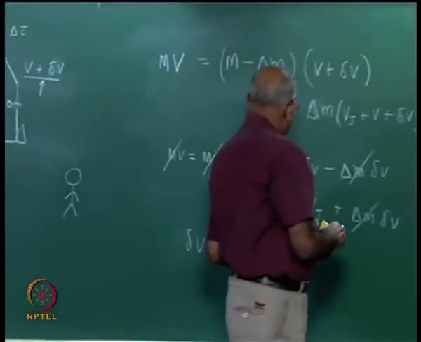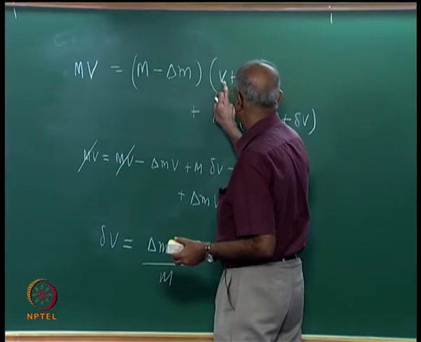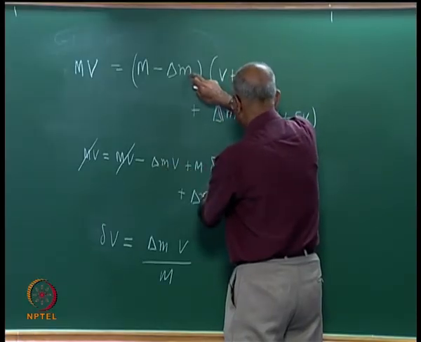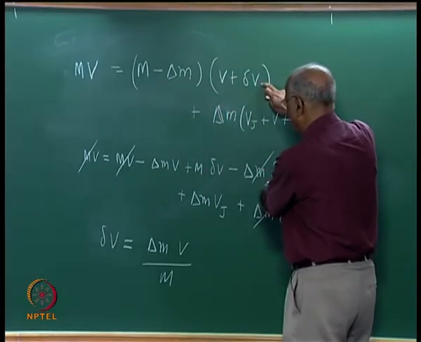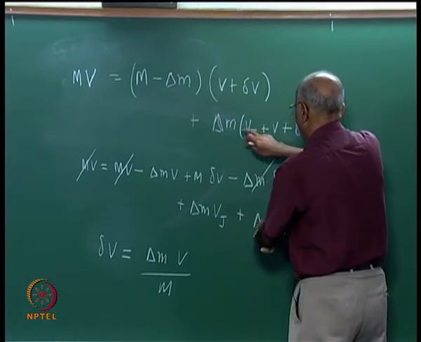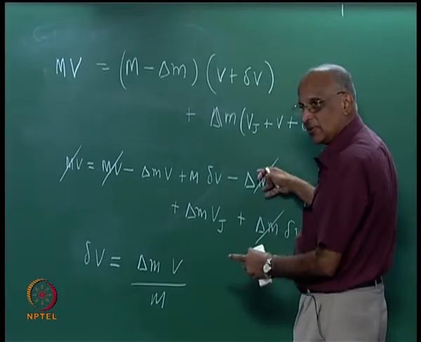Let me write, let us derive it. MV is equal to MV plus M delta V minus delta MV minus delta M into delta V plus delta M into Vj plus delta M into dV. I get this and this term cancels.